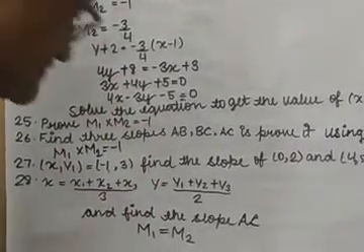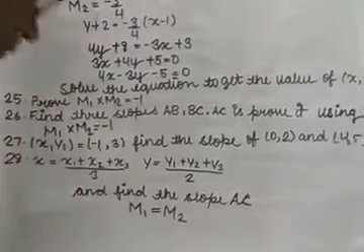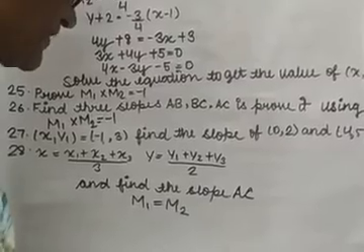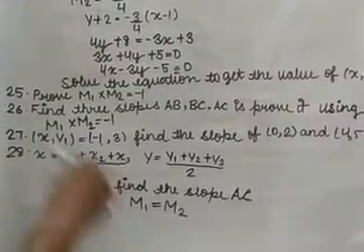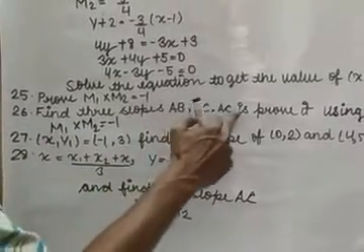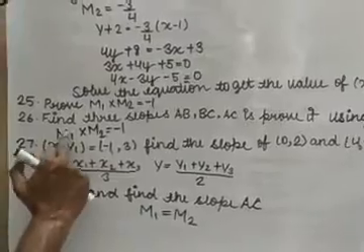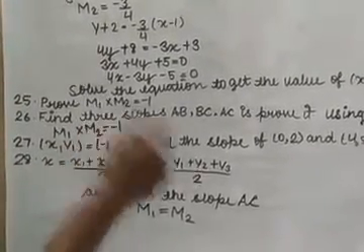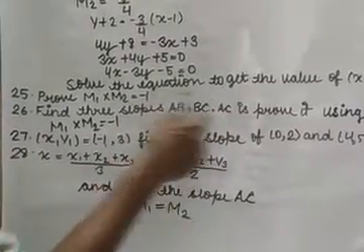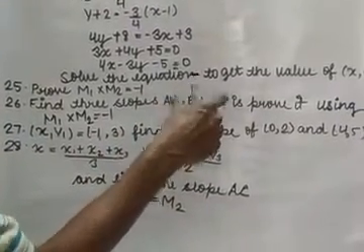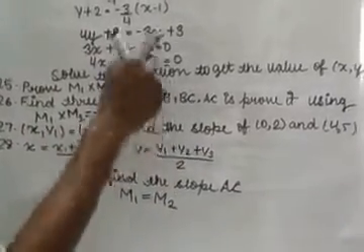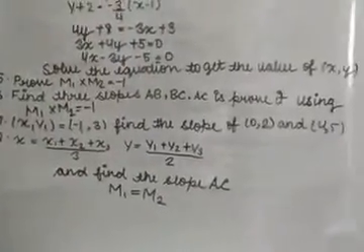In question number 26, show that the triangle formed by the points A, B and C is a right-angled triangle by using slope. So what we will do is find the three slopes, first of AB, BC and AC, and then try to show that m1 into m2 is equal to minus 1. It can be with AB and BC, with BC and AC, or with AB and AC. In any of the three cases, if you get m1 into m2 equal to minus 1, then it is a right-angled triangle.